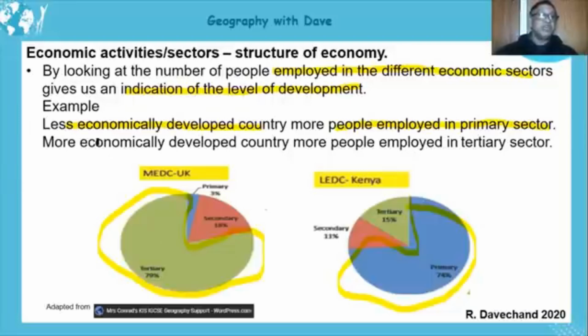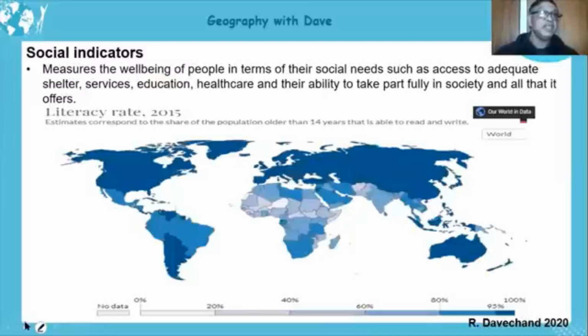So more economically developed countries, people are more employed in the tertiary sector, which shows more development. Okay, can you see how it was important for us to go through the sectors in order to get to that conclusion? Okay, then social indicators.